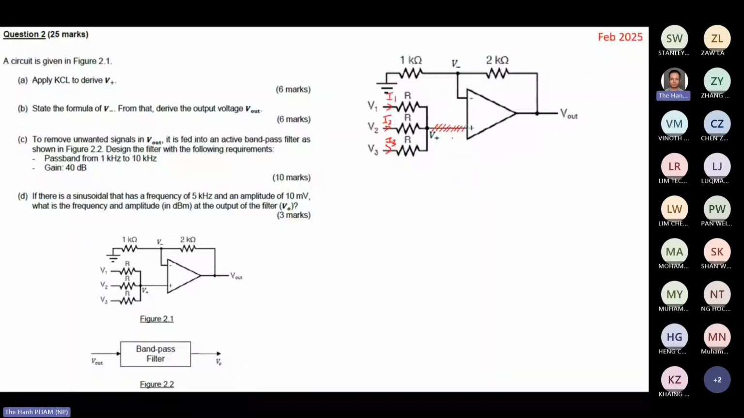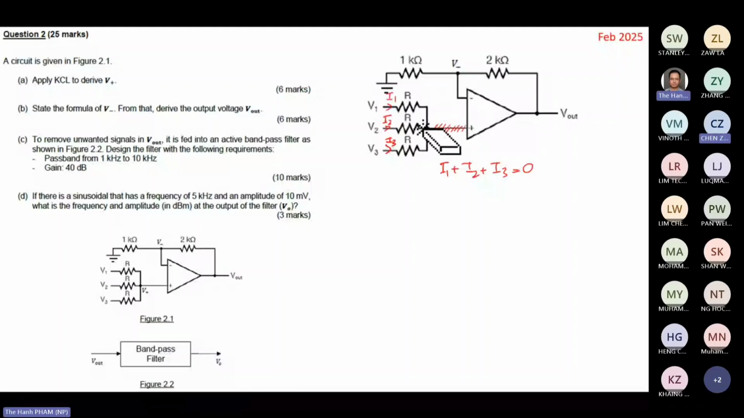Someone has a question? So if you apply KCL, I1 plus I2 plus I3 should be 0 because they are all entering, right?